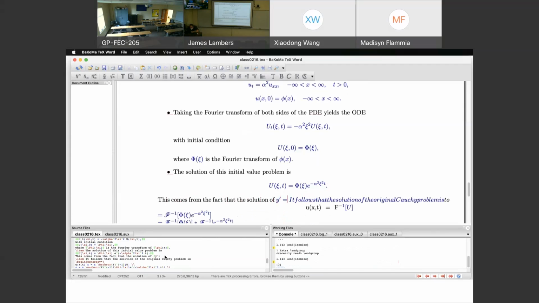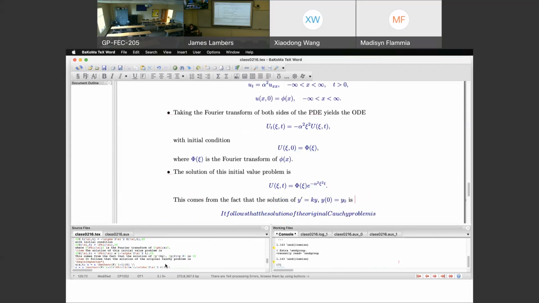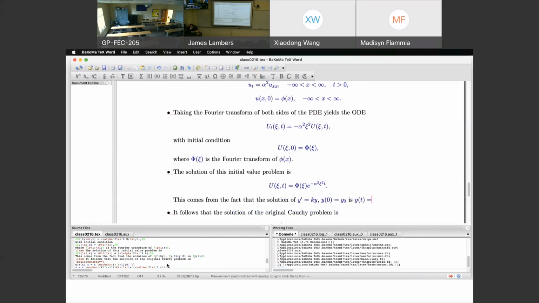So again, y prime equals ky, y of 0 equals y naught. That's the initial value problem. The solution is y of t is y naught, the initial value, times e to the kt, for whatever constant k you have here. So this initial value problem is nothing more than an example of this initial value problem, and we're applying this solution formula. And now we have the Fourier transform of the solution.